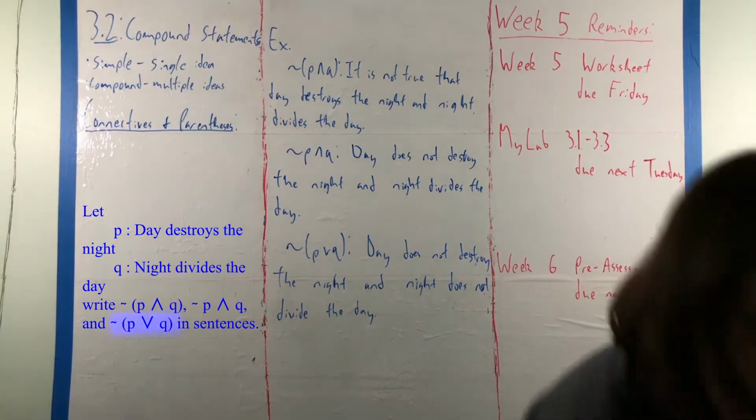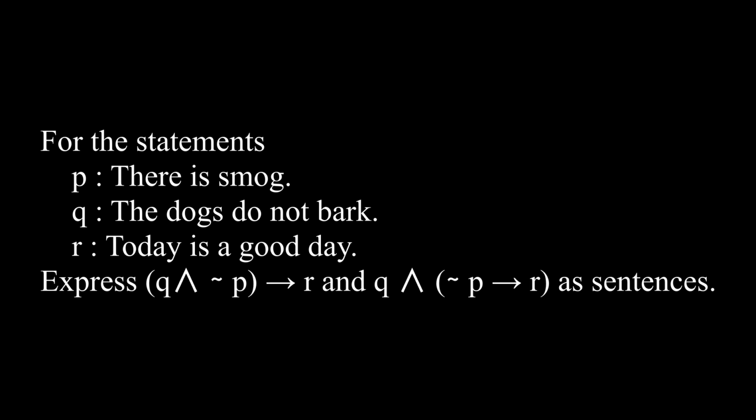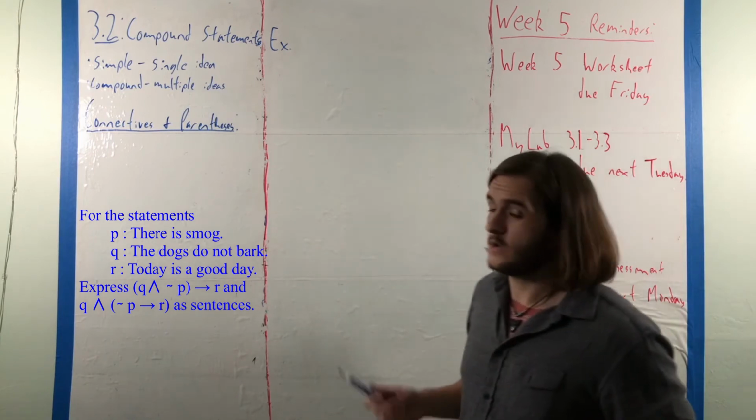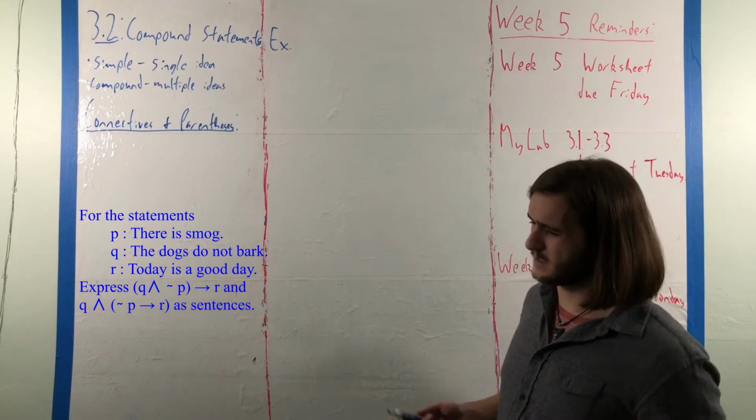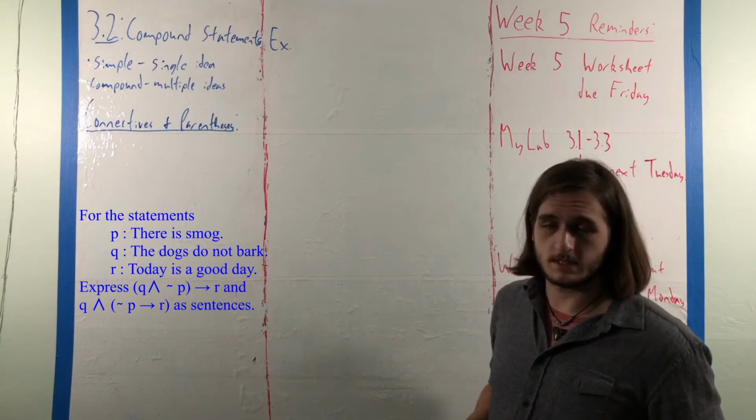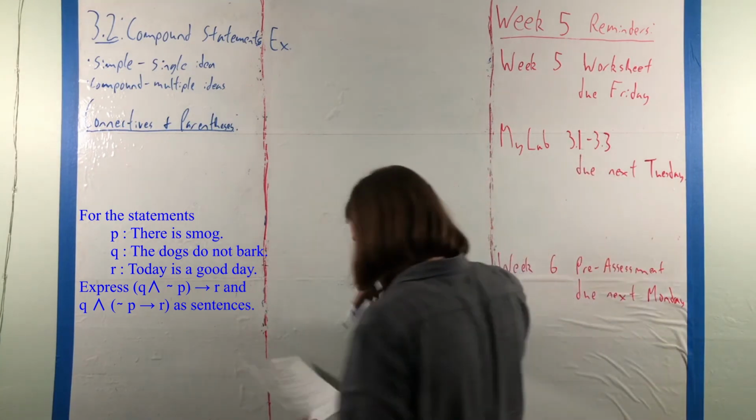Now, let's take a look at another example. Here we're given the statements P, there is smog, Q, the dogs do not bark, and R, today is a good day, where we want to turn the symbolic statements (Q and not P) implies R, and Q and (not P implies R) into sentences. The second one's a little hard to read. And I'll also say here that technically R is more of an opinion than a statement generally, but for the sake of this example, I'm going to cede to Ice Cube's definition of good day.